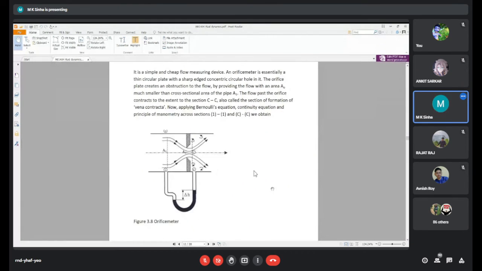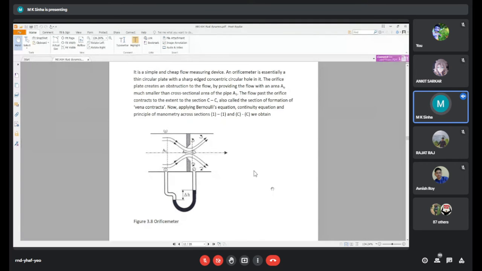See the line, not at the minimum area, just after that, and it is called the section of formation of vena contracta. This is the vena contracta area, slightly beyond the A naught. And there is also a relation between the vena contracta area and the minimum area. All these have some relations.